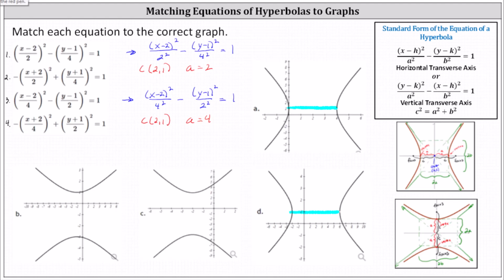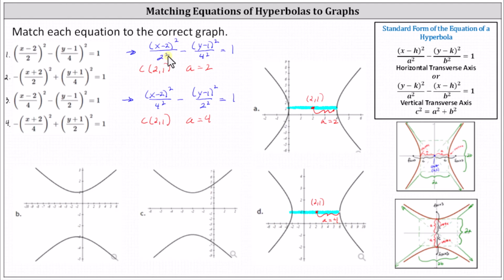Notice the hyperbolas A and D both have a center of 2 comma 1. But looking at graph A, notice the distance from the center to the vertex on the right is 2 units, which indicates a equals 2. And for the hyperbola below, the distance from the center to the vertex on the right is actually 4 units, which indicates a equals 4. This is really all we need to match the equation to the correct graph.